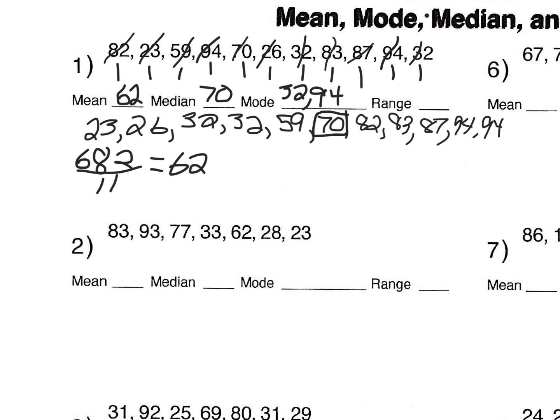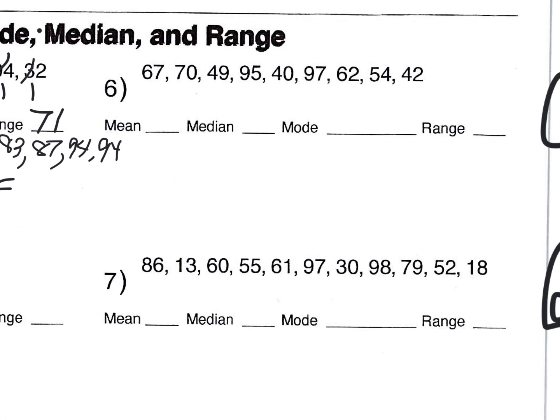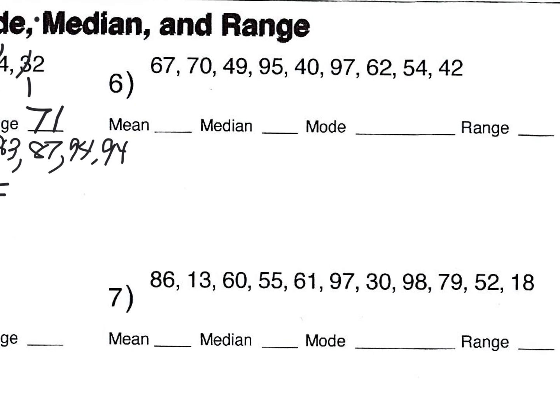And then finally the range is taking, I'm going to put an R here, is taking the highest number and subtracting the lowest number. So I take 94 and subtract 23 and I get 71. So my range, how far it is from the lowest number to the highest number, is 71. Simple subtraction. Okay. Now I do the same thing with the next set of data. Put them in order. First number, lowest one is 40.